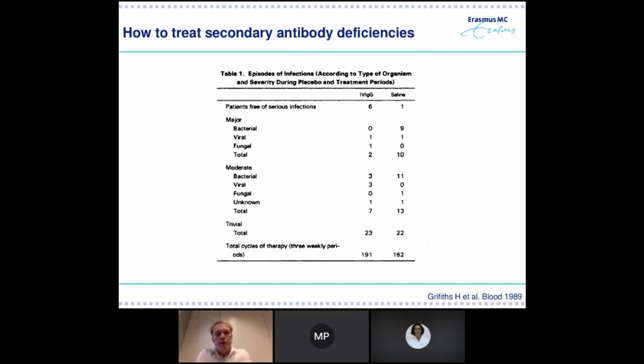So this was actually the first paper, published in 1989 in Blood, in 12 patients having a hematological malignancy with secondary antibody deficiency who were treated with intravenous immunoglobulin replacement therapy. And there was a significant decline in the number and severity of infections. So actually this was the first paper showing efficacy, or suggested efficacy, of immunoglobulin replacement therapy in patients with secondary antibody deficiency related to an underlying hematological disease.